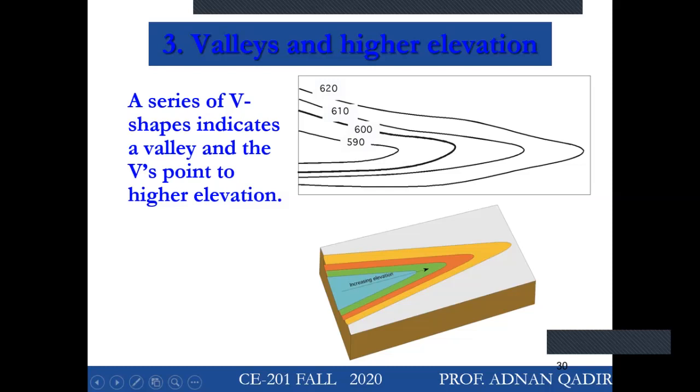So yes, we were discussing a valley. You see, this is a V shape, right? So as you go from this point, from inside to outside, the elevation is increasing. So this is a valley. Inside is less, outside is high. This type of contours in a V shape shows a valley. So when we say this V point, this point shows a higher elevation. This is the valley.